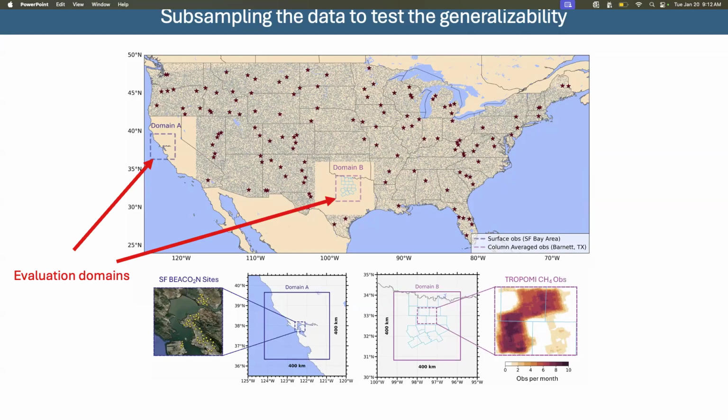So evaluations in flux inversions. For domain A, we use the BEACON surface network, so hourly CO2 data there, and did some flux inversions. And then for domain B, we used TROPOMI methane observations, and did flux inversions there as well.